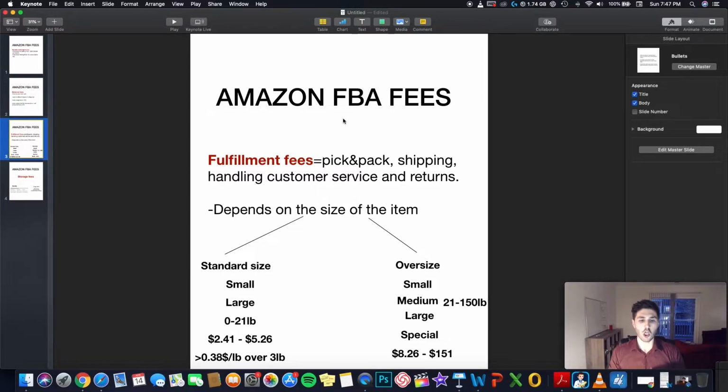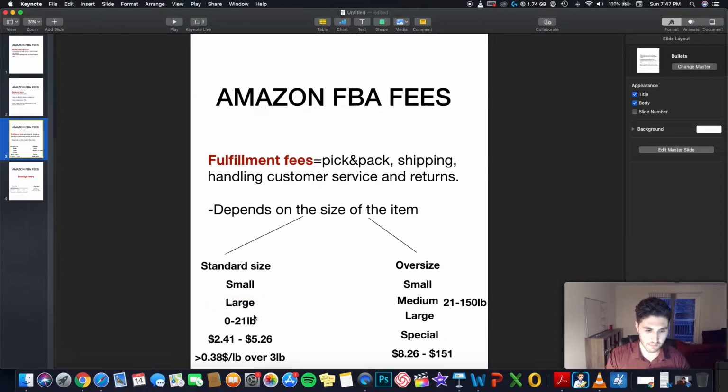Okay. So in terms of the amount of money that they charge you, it depends on the size of the item. We have two options here. Amazon categorizes the items into two categories. The first one is the standard size, and the second one is the oversize. On the standard size, you have two categories: the small size and the large size.